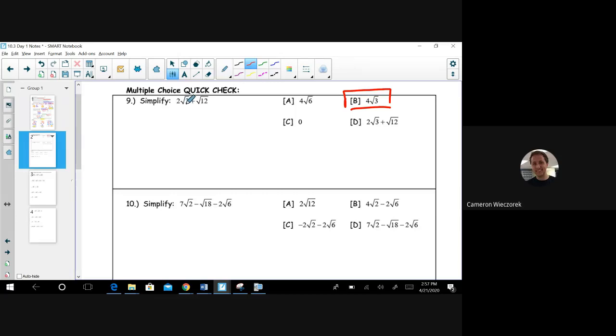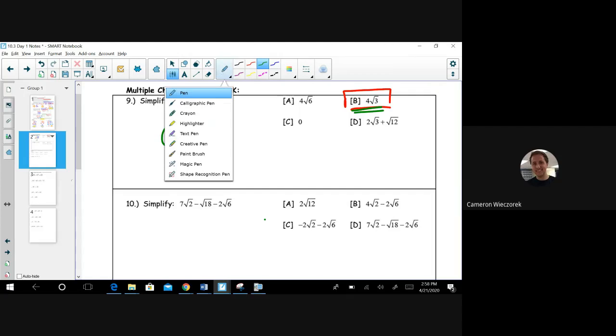2 rad 3 doesn't break down since 3 doesn't break down into any more perfect squares, so that one's just going to come down. Rad 12 you can break down. That's rad 4 times rad 3. Rad 4 comes out of the house as 2 rad 3, and then I add these together. Same radical, means I can add those coefficients in front. 2 plus 2 is 4, and then I bring down the rad 3. So that's where I'm getting B from.